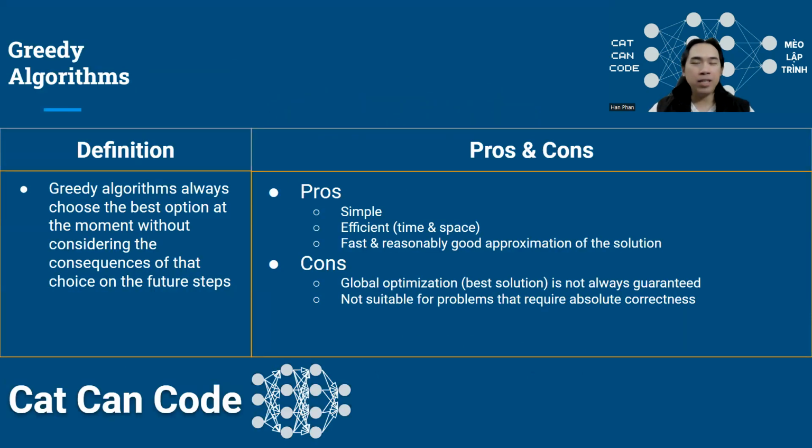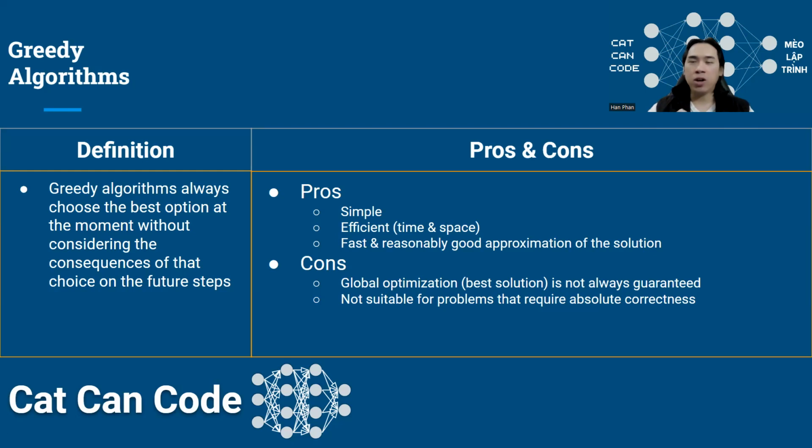Let's jump right into the definition of greedy algorithms. Greedy algorithms are the set of algorithms that always try to choose the best option at the moment without considering the consequences of that choice on the future steps. So the greedy algorithm doesn't look very far into the future. It only looks at the next step. What are the options? And it will choose the best one, just solely based on the available information at the moment without considering the whole process. So it's very straightforward and simple.